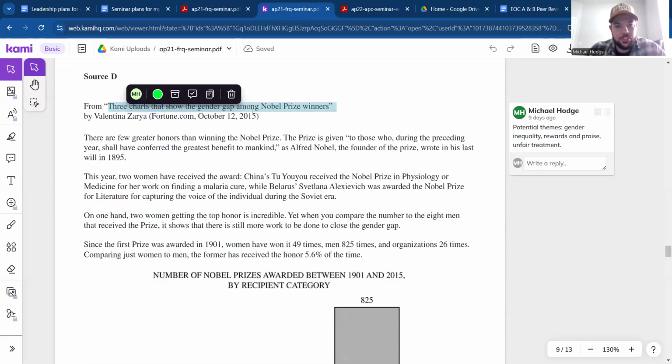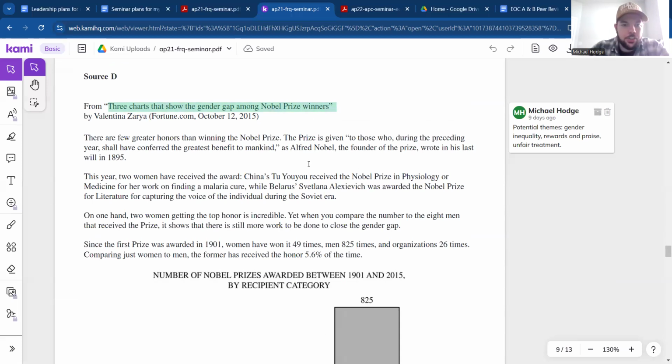3 charts that show the gender gap among Nobel Prize winners. Potential themes definitely given to us: gender inequality, rewards and praise, because again, we're talking about prize winners, right? And we know the rewards tag along with the word praise. So I could write rewards and praise. And then, of course, if we're talking about gender inequality, we're talking about unfair treatment. So again, without reading that, I have potential themes that are definitely within that document.